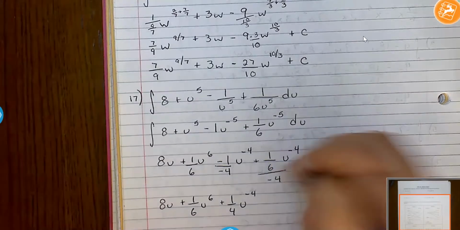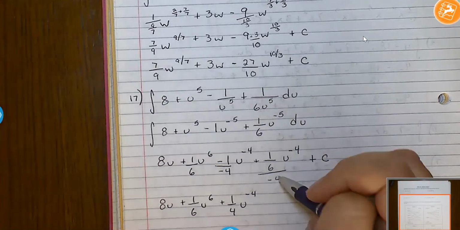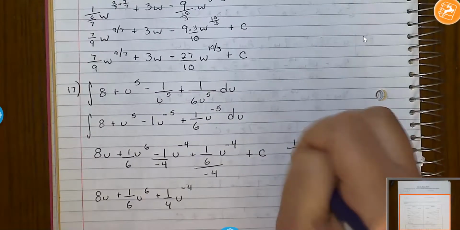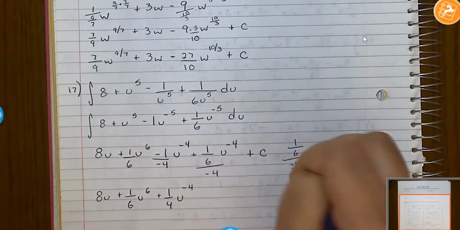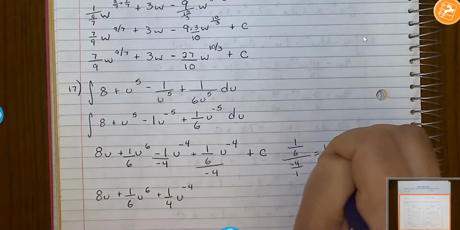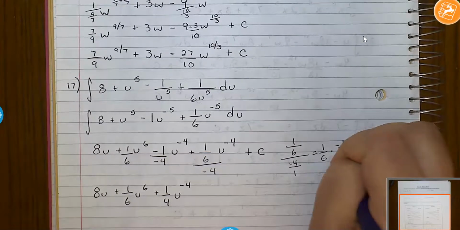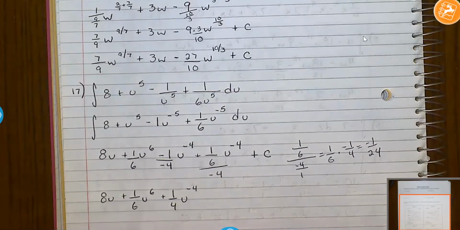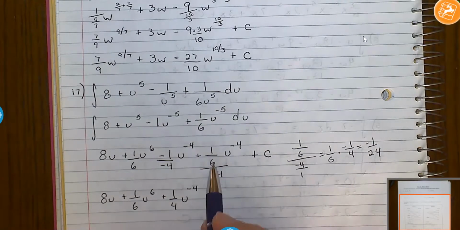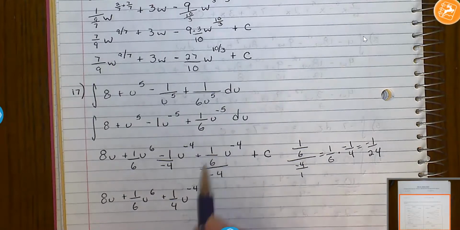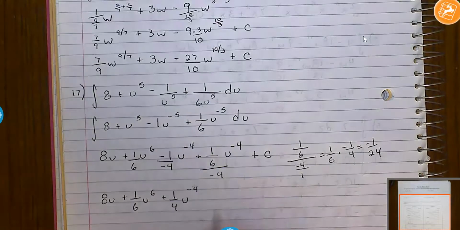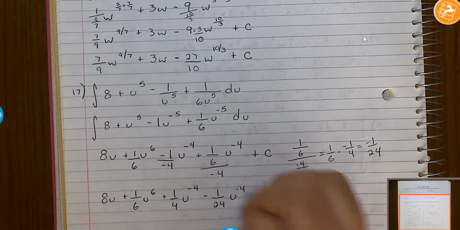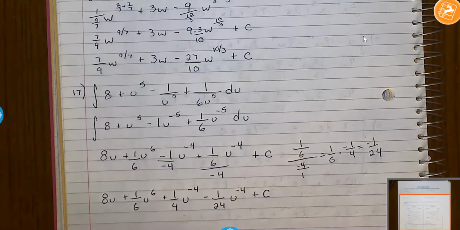Now 1/6 divided by negative 4. There's two ways to look at this. You can look at it as 1/6 divided by negative 4 over 1, which would be 1/6 times negative 1/4, which would be negative 1/24. Or you can know that when you're dividing a fraction by a constant, just multiply the denominator by that constant. So this would be negative 1/24 u to the negative fourth plus c. Okay.